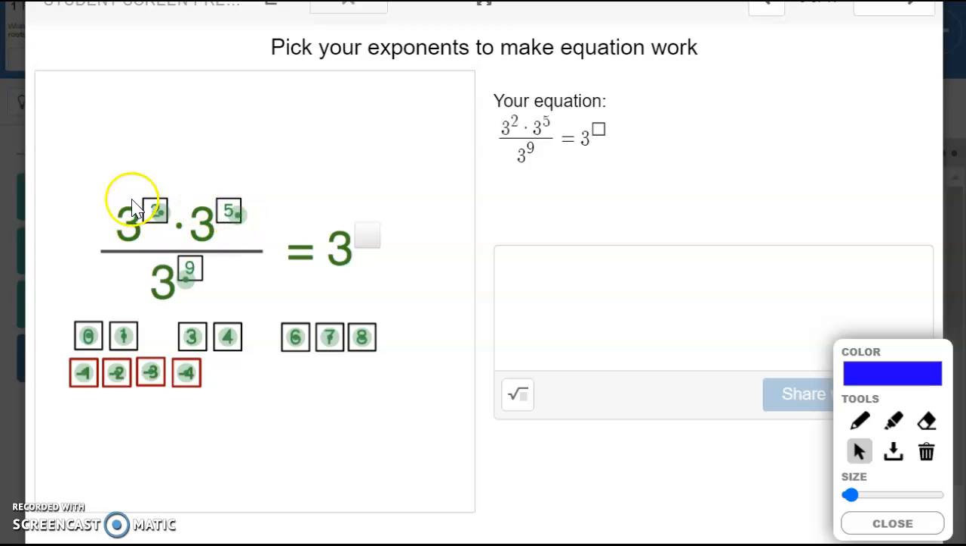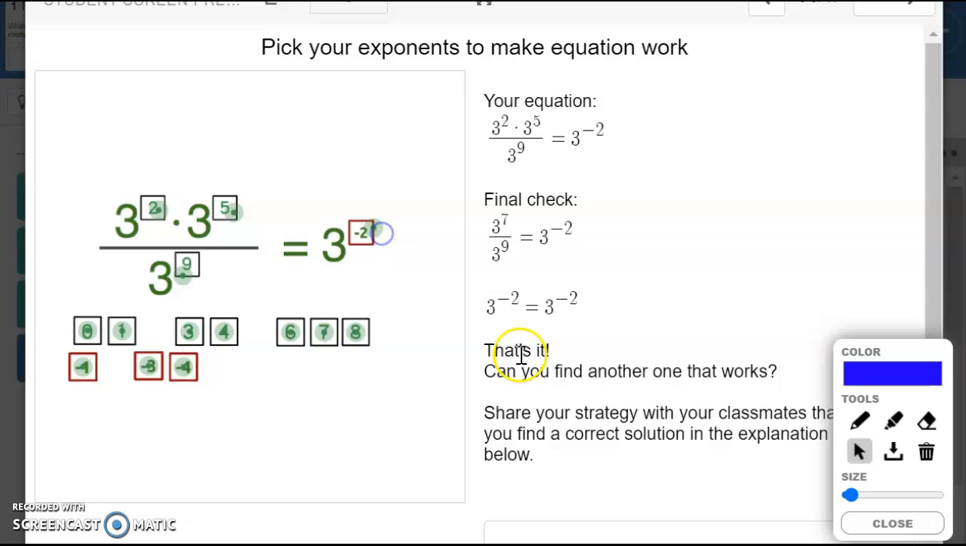So I know that the numerator is going to be 3 to the power of 2 times 3 to the power of 5. The bases are the same and they're multiplying, so I just add the two exponents. 2 plus 5 is 7, and so I'm left with 3 to the power of 7 divided by 3 to the power of 9. It's going to be 7 minus 9, which is -2. Or any other combination for that matter. See if you can play around with it and find many different combinations.